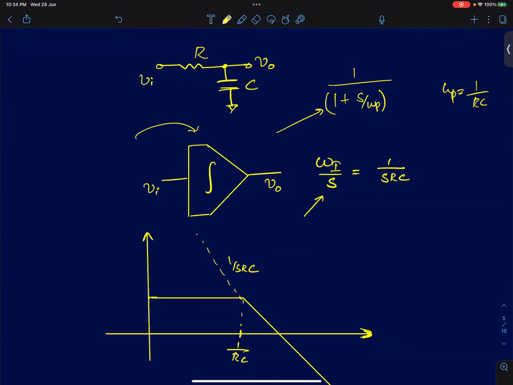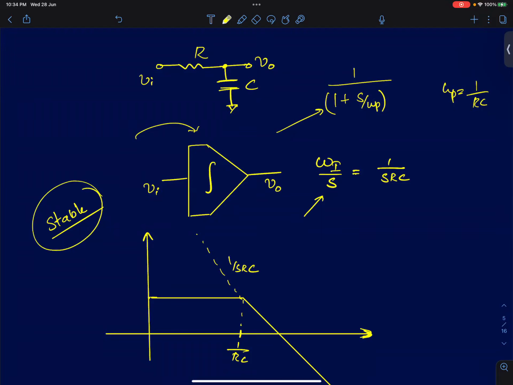Just to clarify, for all the topics that I'm going to discuss in this lecture, we'll assume they're all stable systems. This is a given condition. All the systems that I'm going to discuss are stable, which means all the poles will be in the left of the S plane, or at max at the origin. So this here is an integrator with a transfer function 1 by SRC.